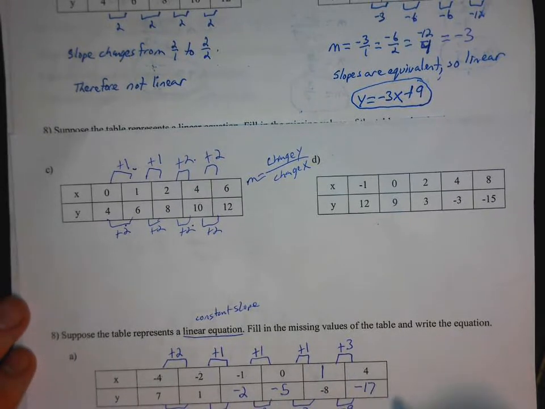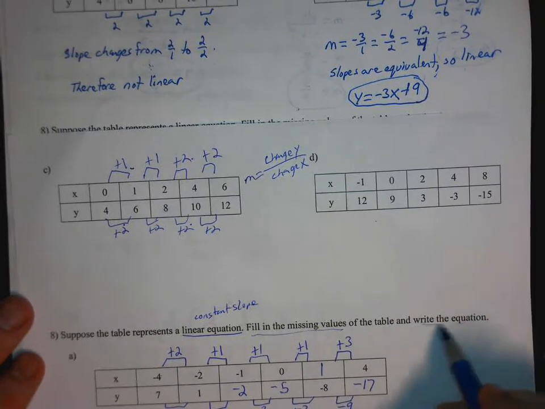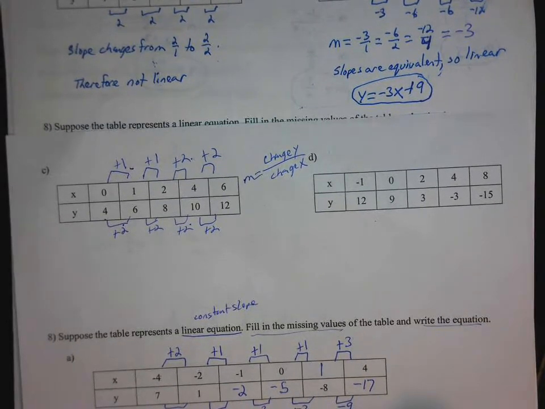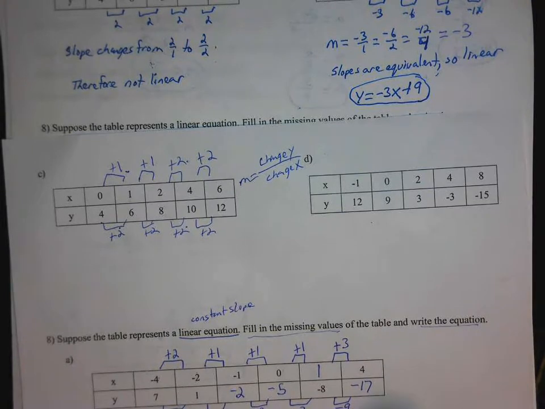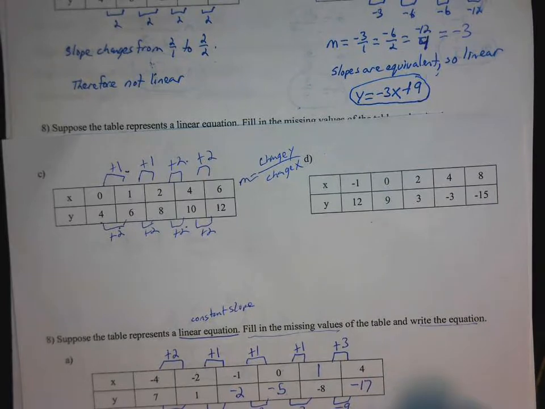Okay, so that's filling in the table. So we did that part, fill in the missing values. Write the equation. Well, again, y equals mx plus b. Which means the slope was negative 3. So negative 3x, and then plus b. Remember, the plus b value always comes when the x value is 0. What was the y-intercept? Negative 5. Okay, so there's the equation of our line.